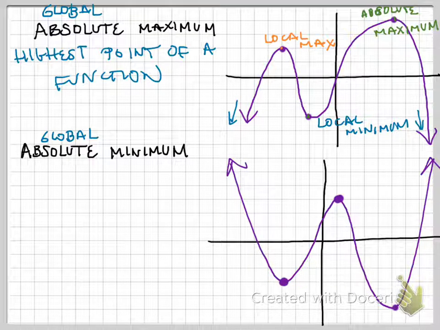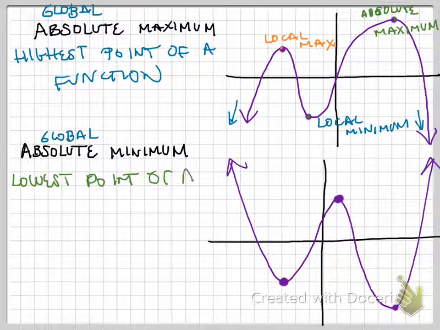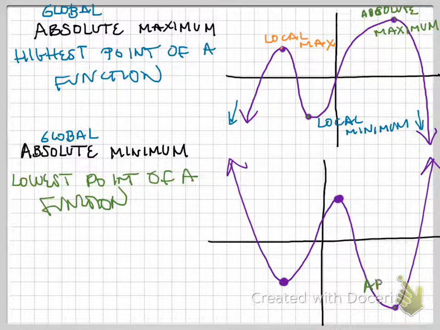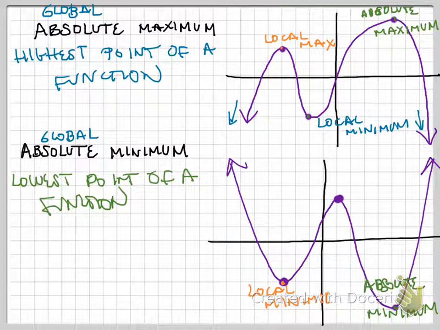So let's take a look at absolute minimum. I'm sure you can come up with a definition for this one. This is the lowest point of a function. Looking at the graph to the right, this point here is the absolute lowest, so it's the absolute minimum of the function. There's no other points that are lower than that. Then I'm sure you can guess what the next point on the left is. That is going to be your local minimum. It is lower than most of the other points around it, just not the absolute one.